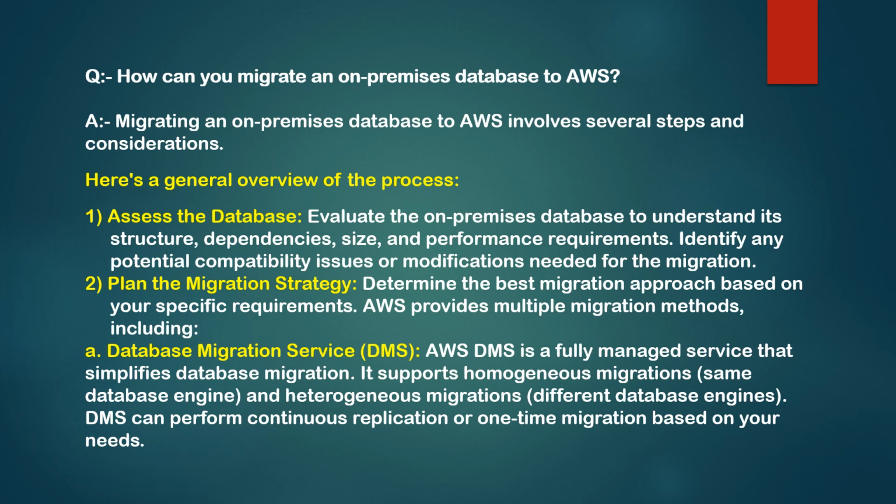AWS provides multiple migration methods including Database Migration Service (DMS). AWS DMS is a fully managed service that simplifies database migration. It supports homogeneous migration, same database engine, and heterogeneous migration, different database engines. DMS can perform continuous replication or one-time migration based on your needs.